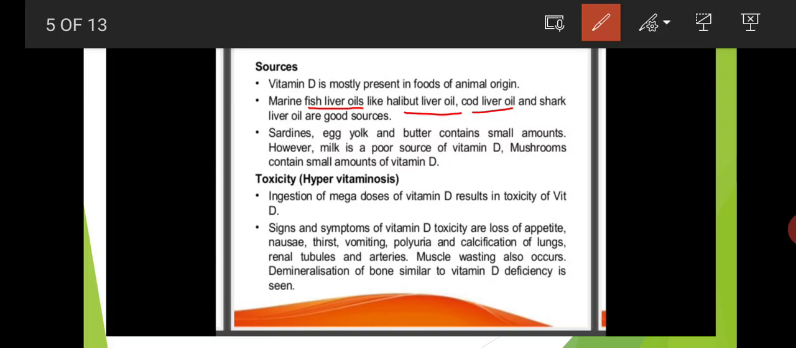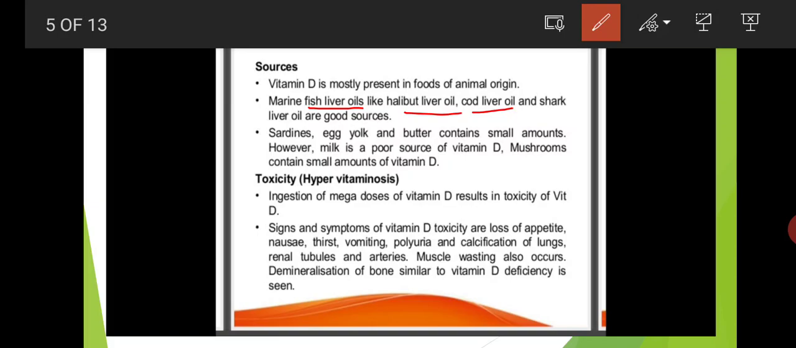These are the vitamin D sources. Egg yolk and butter also contain small amounts of vitamin D. Milk is a poor source of vitamin D. Mushrooms contain small amounts of vitamin D.